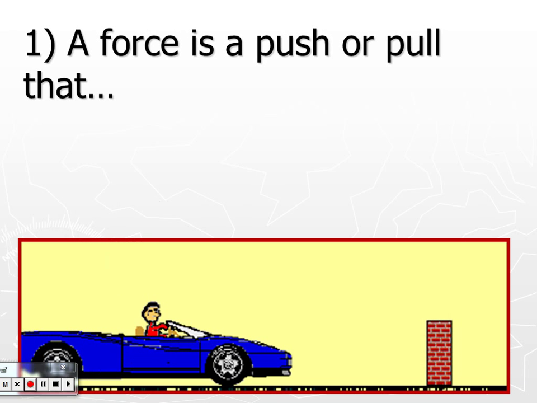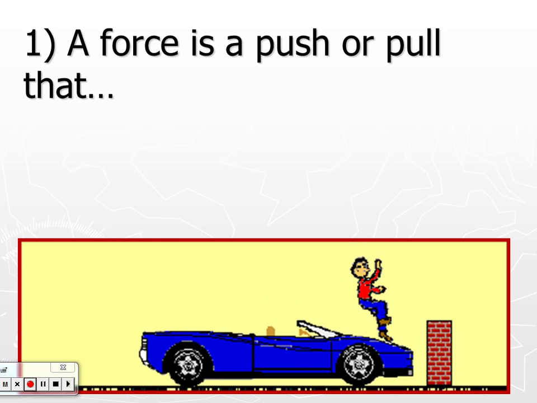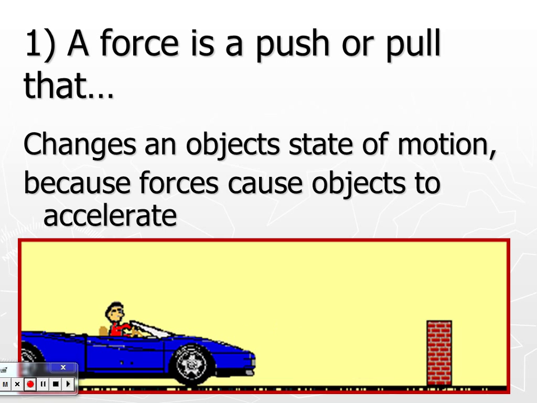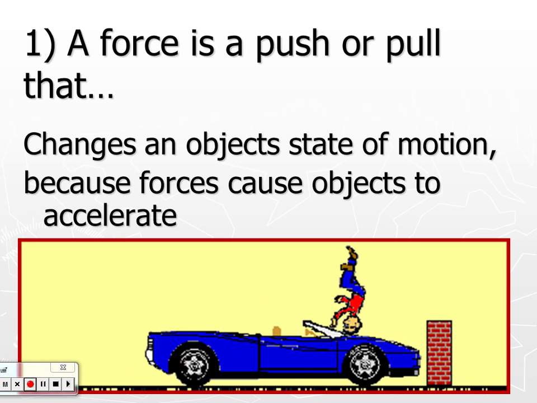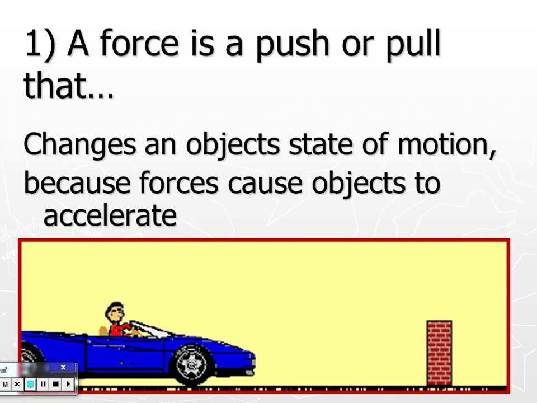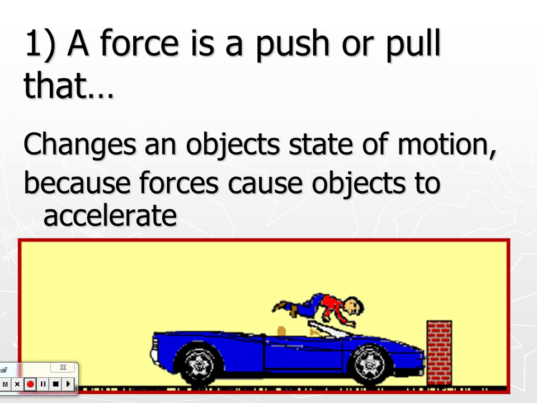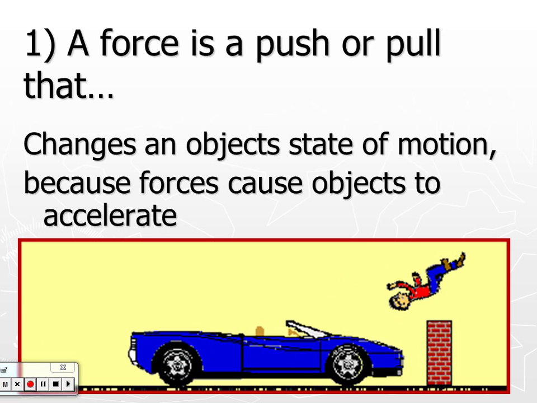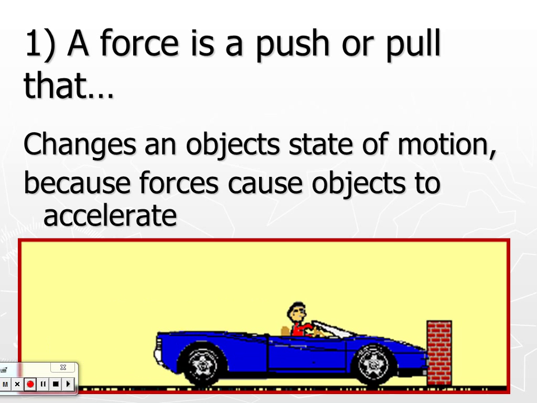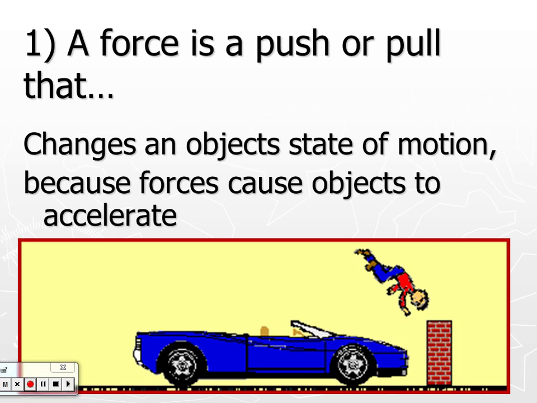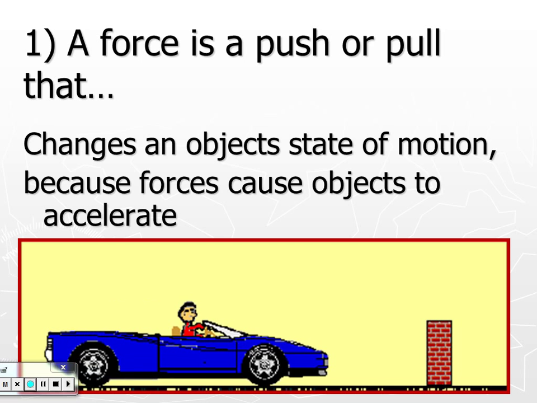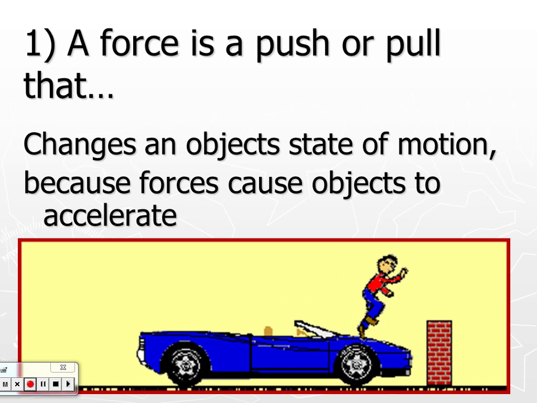All right, so here's where the notes start. A force is a push or a pull that changes an object's state or motion because forces cause acceleration. There are two states of motion that an object can be in. It can be at rest, which is zero velocity, or an object can be at cruise control, which is some speed. A force comes along and causes that object to change its state. In other words, it causes the object to accelerate.